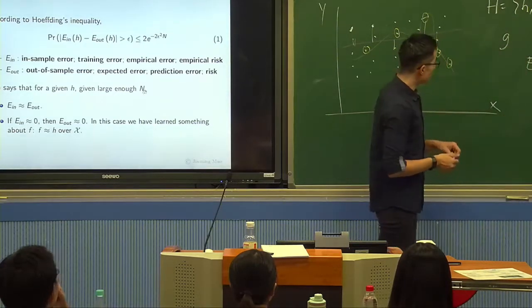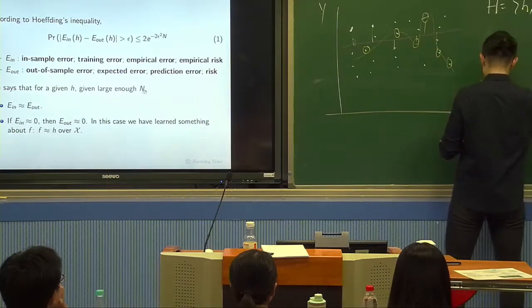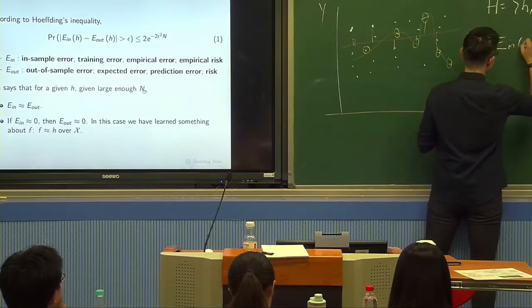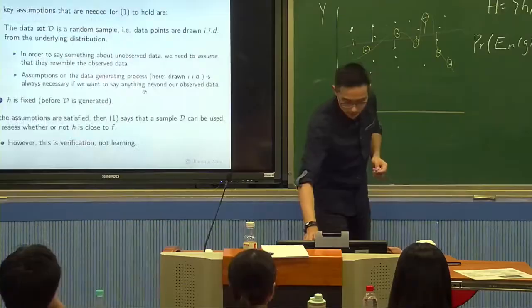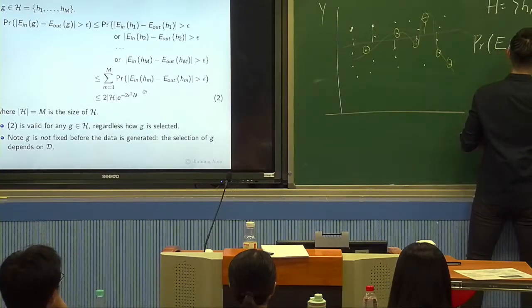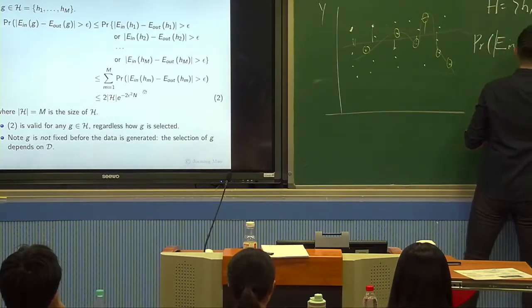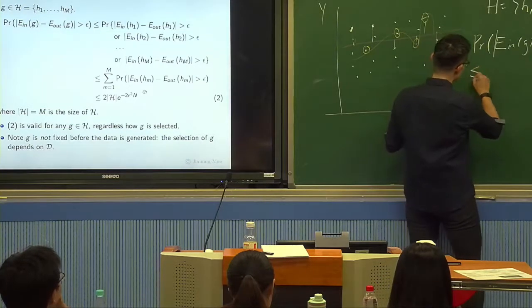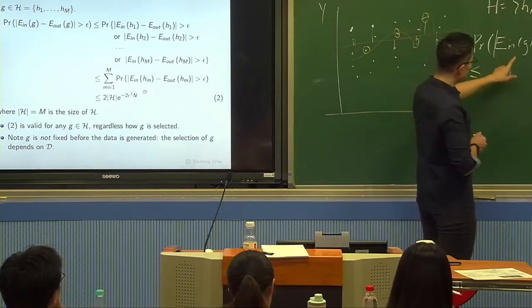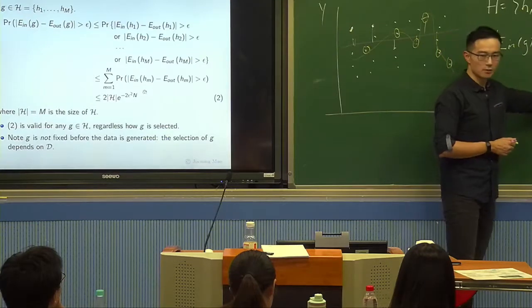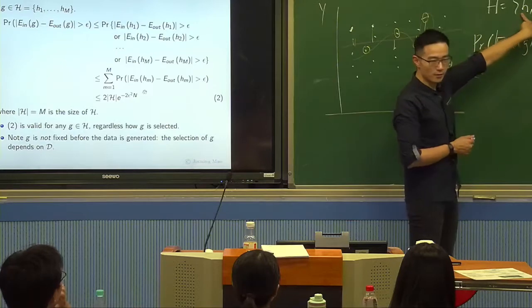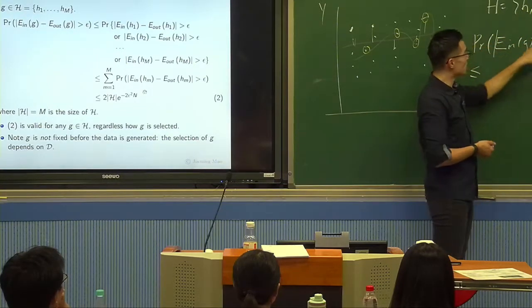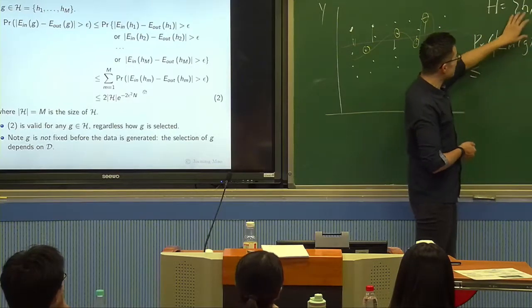What I can do is write the Hoeffding inequality just like before, but with a little bit of modification. I say the probability that E-in of g, where this g is picked from this H, minus E-out of g, is larger than epsilon. Now, let me explain this one. If I tell you that the difference between E-in and E-out of this g is larger than epsilon, what can you deduce? Well, we know that this g is picked from this H. So if the difference for g is larger than epsilon, then at least the difference in one of the h is larger than epsilon, because g comes from H.